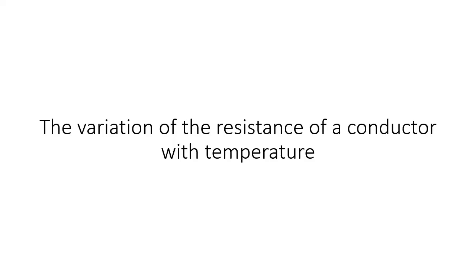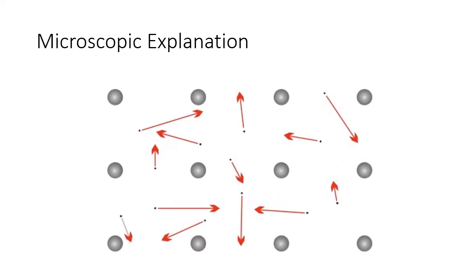Hello, in this video let's study the variation of the resistance of a conductor with temperature. When you heat or increase the temperature of a conductor, its constituent atoms get excited and start to vibrate with higher amplitudes. This means that the free electrons collide more and more with the atoms in the conductor and get hindered. Thus the conductor becomes more resistant to the flow of current through it. So the resistance of a conductor increases with increasing the temperature.